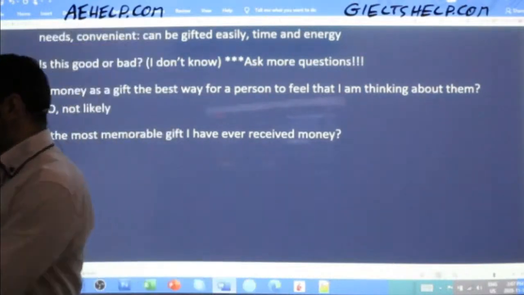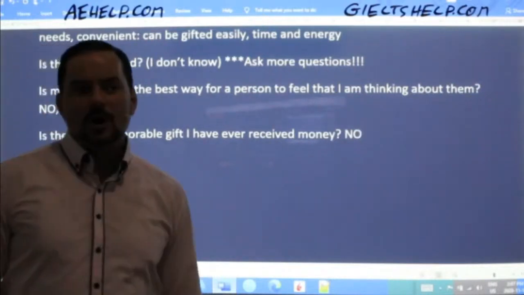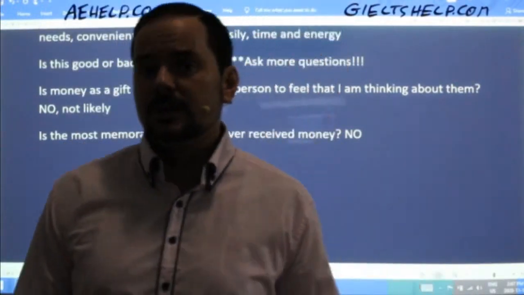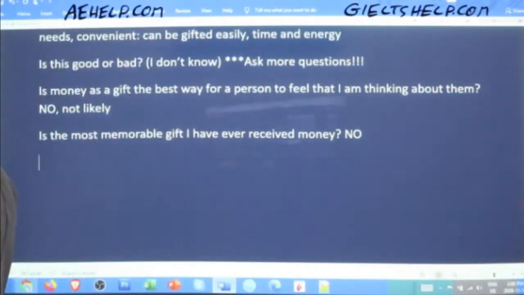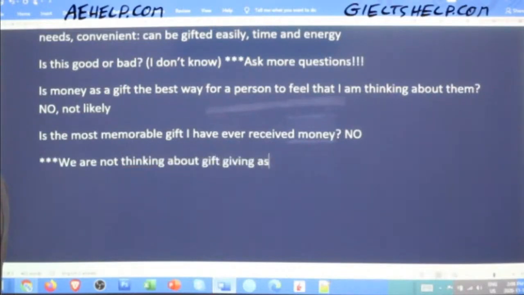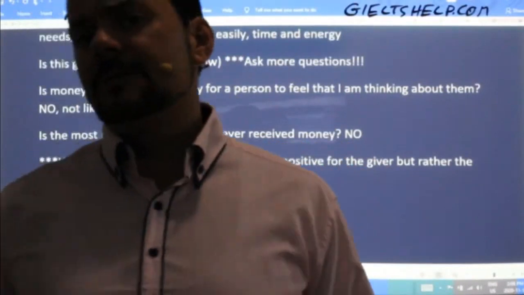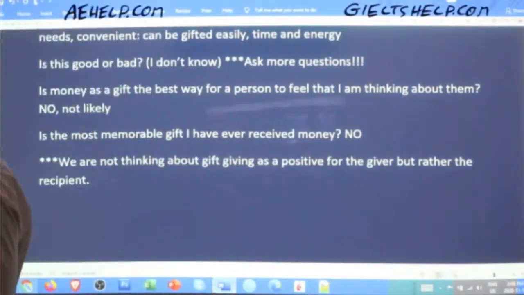So when I get to this point here, I start to realize that although money is a clever gift in some ways, we definitely gave some good reasons for why it's good to give money. But again, remember, you're not thinking about the gift from the perspective of the giver, but as the receiver. It's altruism, right? So we are not thinking about gift giving as a positive for the giver, but rather the receiver, or the recipient. That's more logical. All right, so if I'm following this logic, then I'm going to eventually come up with the idea that money is not the best form of a gift.